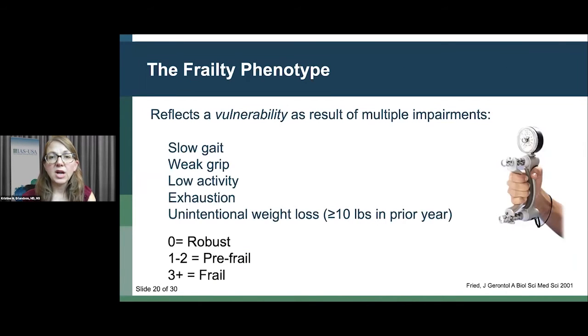So the Frailty Phenotype was first described by Linda Fried and colleagues, so sometimes referred to as the Fried Frailty Phenotype, and it includes 5 components of slow gait, weak grip, low activity, exhaustion, and unintentional weight loss. If someone has no impairment in any of these categories, they're considered robust or non-frail. If they have 1 or 2 impairments, they're considered pre-frail. And if they have 3 or more, they're considered frail.